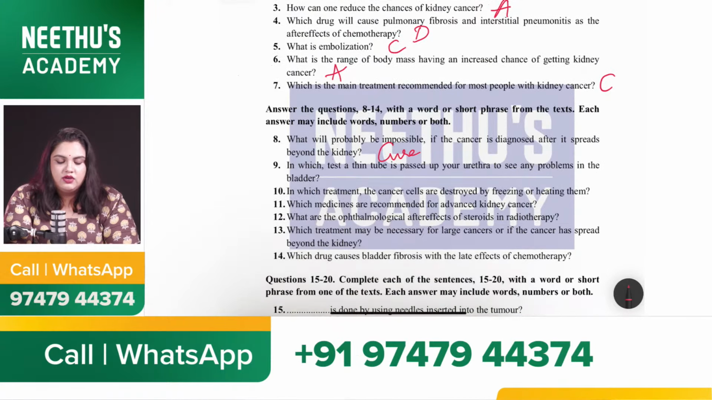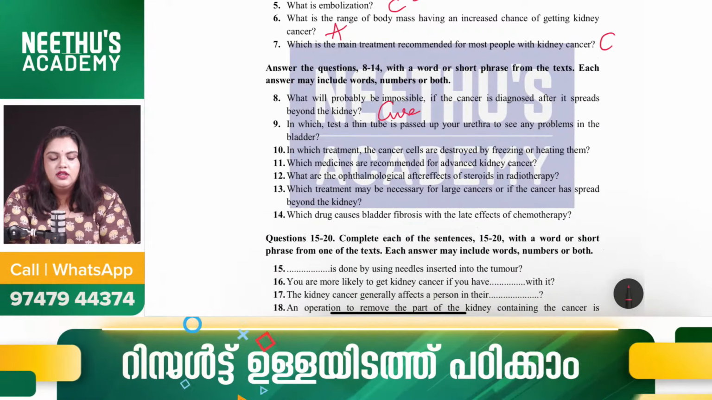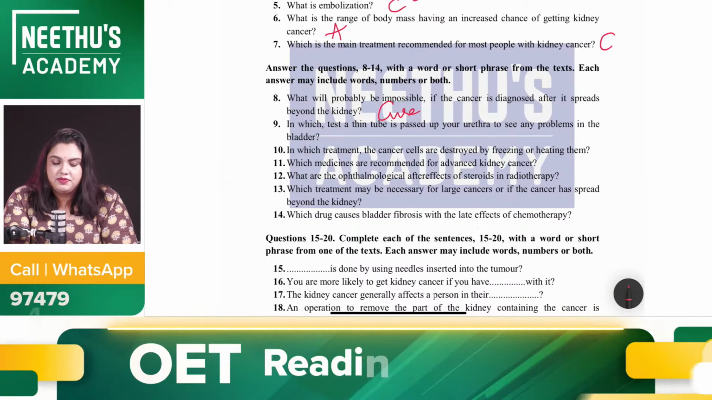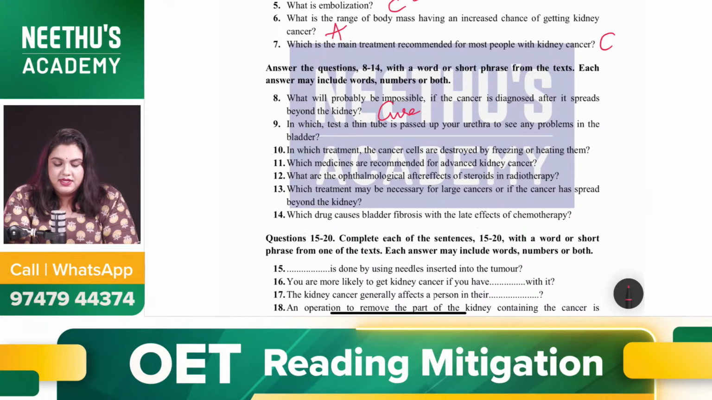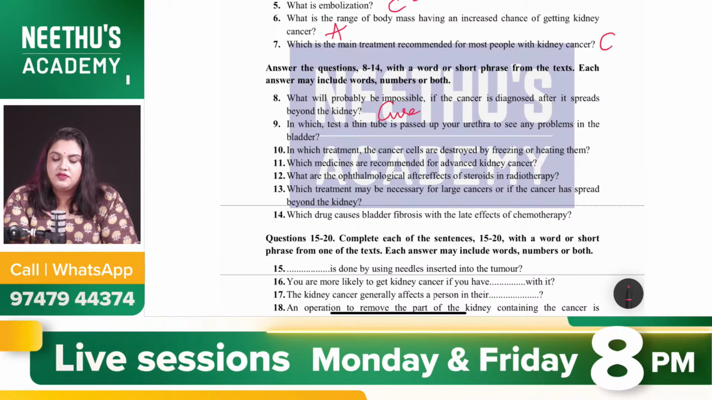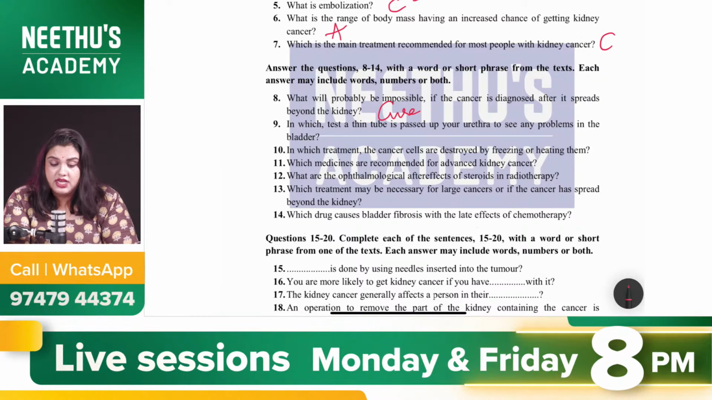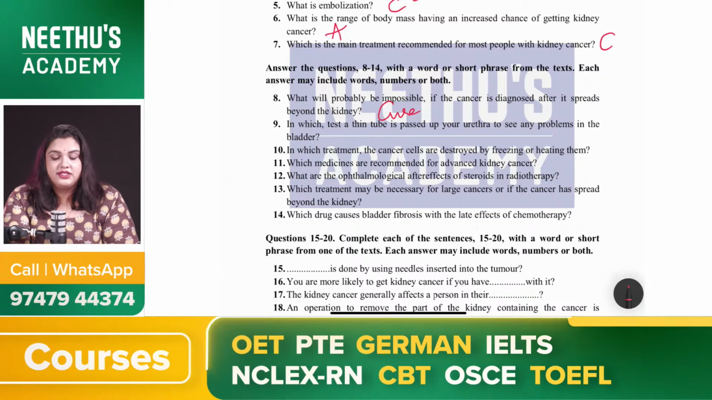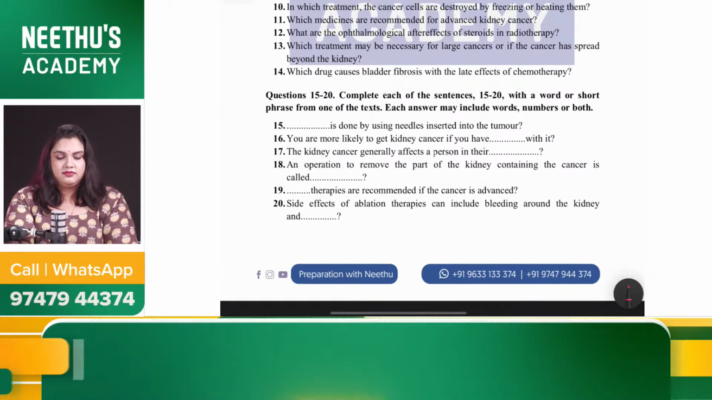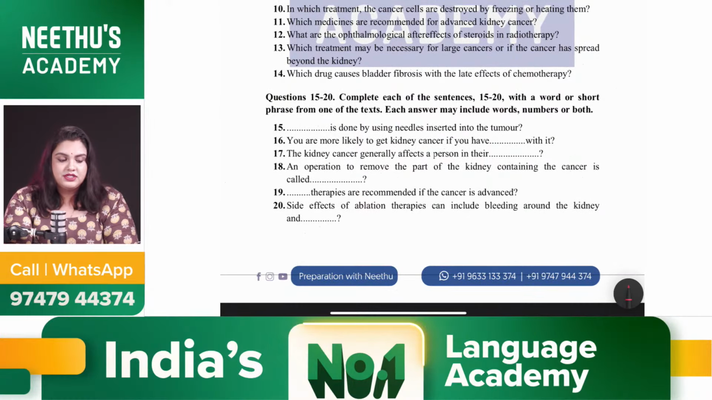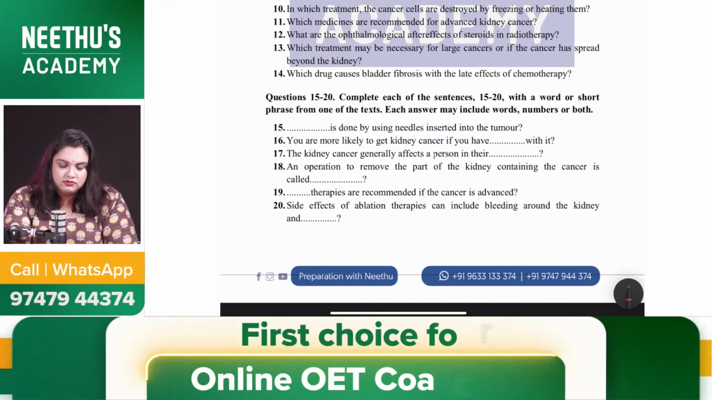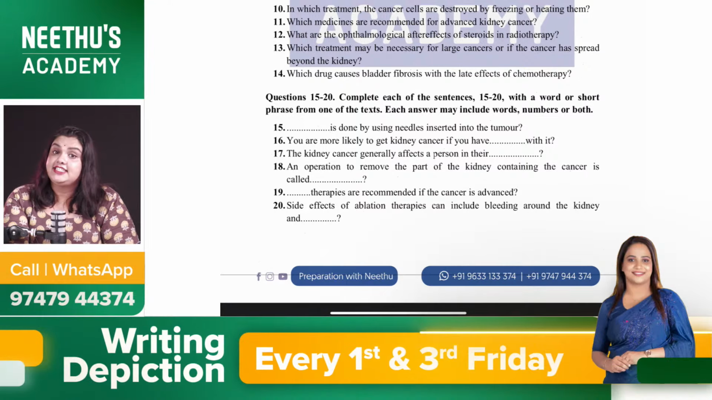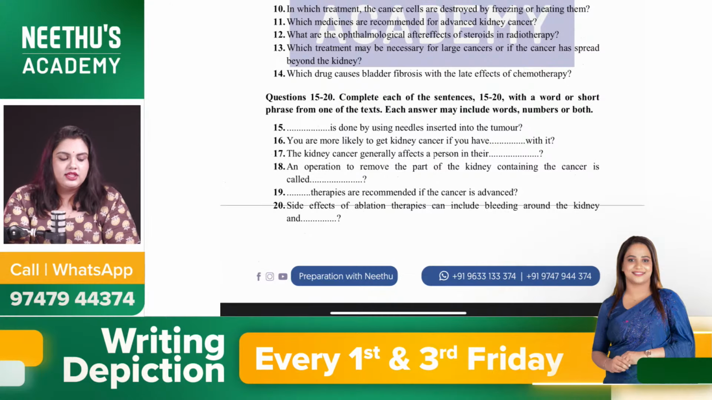Alright, moving on to question number 13. Which treatment may be necessary for large cancers or if the cancer has spread beyond the kidney? Repeating. Which treatment may be necessary for large cancers or if the cancer has spread beyond the kidney? What could it be? Which treatment would that be? Can you comment? Which treatment is used for large cancers? We discussed that in Text C.